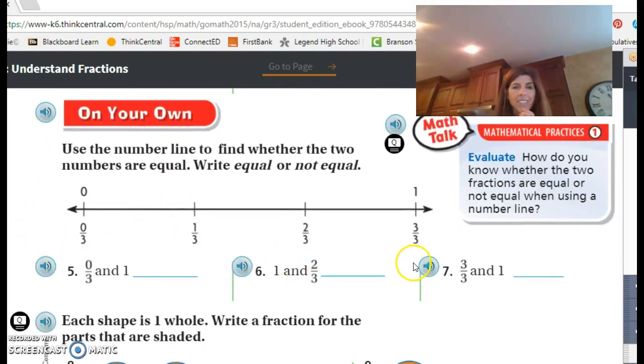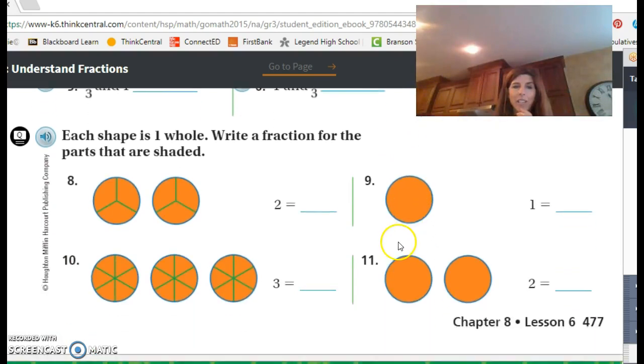You can do 5, 6, and 7 on your own, equal or not equal, but I want to get to our new skill for the day. Each shape is one whole. Write a fraction for the parts that are shaded.